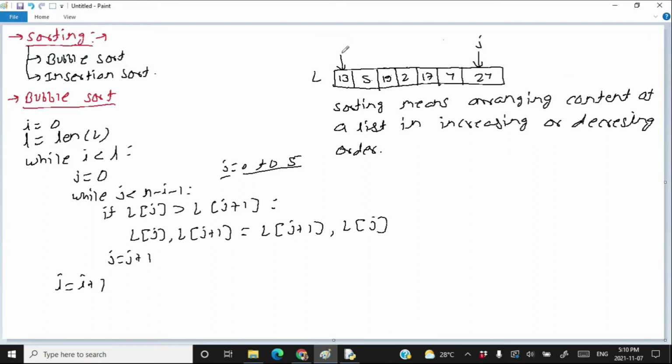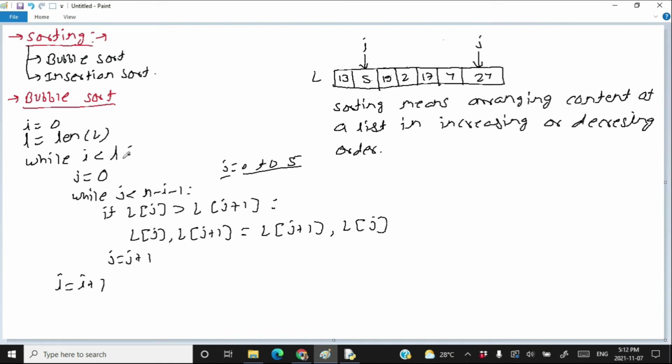But before increasing the value of i by 1, you should notice one point: for a given value of i, the maximum number has been shifted to the last. You can see that the maximum number from the list has reached the end of the list for a given value of i. After that, you increase the value of i by 1, and the value of i will become 1 now.